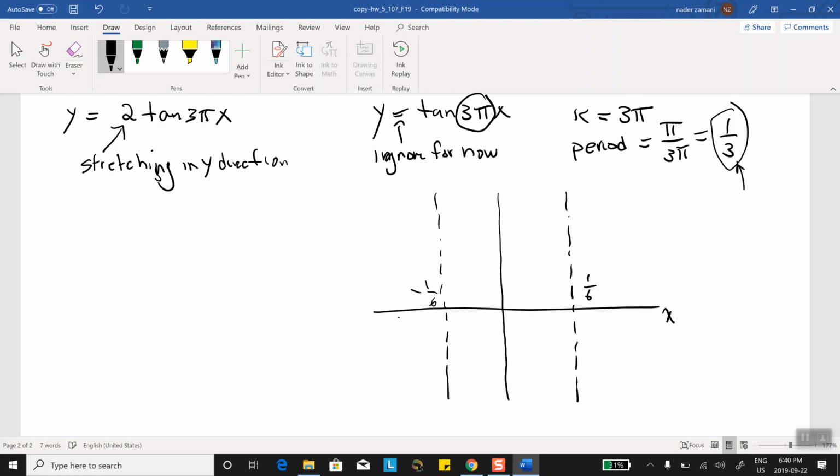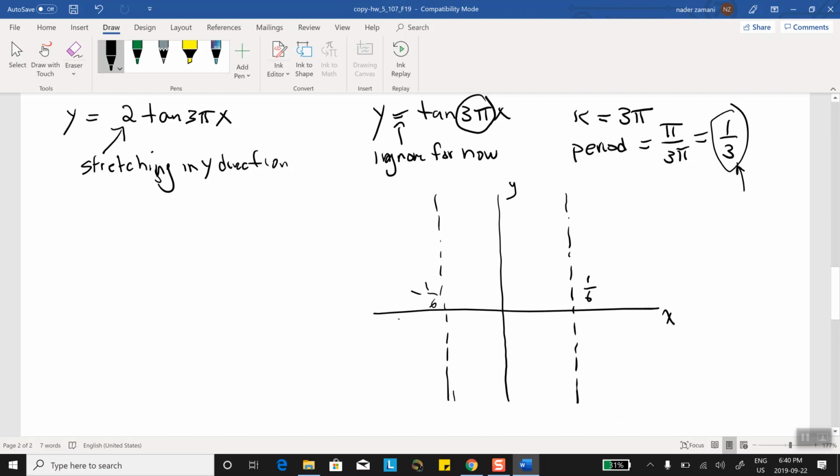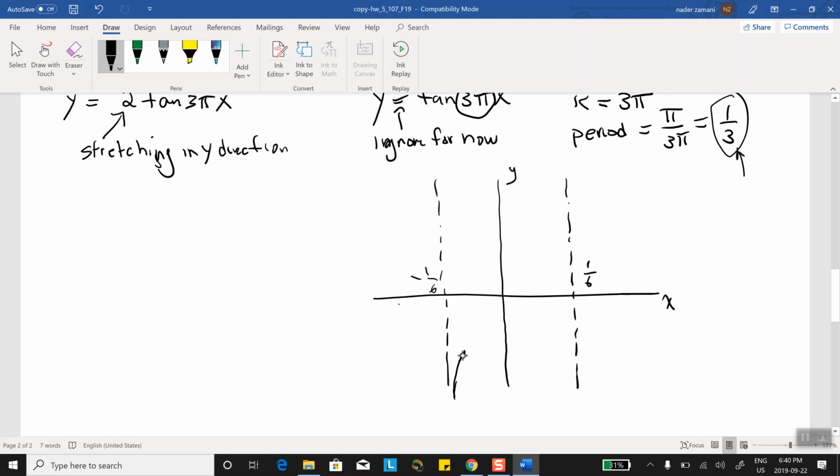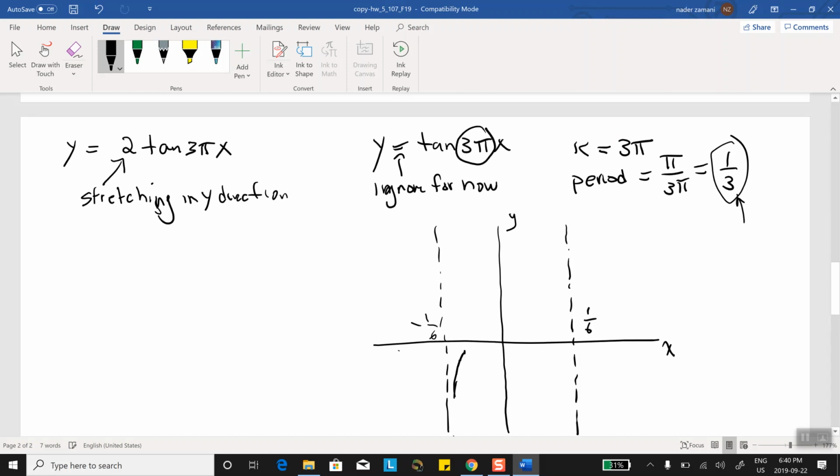This is the x-axis, this is the y-axis. And we know exactly how tangent looked like. Tangent looked like this. These were the asymptotes. Remember, these were the asymptotes? This is not a very good drawing, so let me erase this piece. Let me try to draw it again. So this is tangent, looks like that.